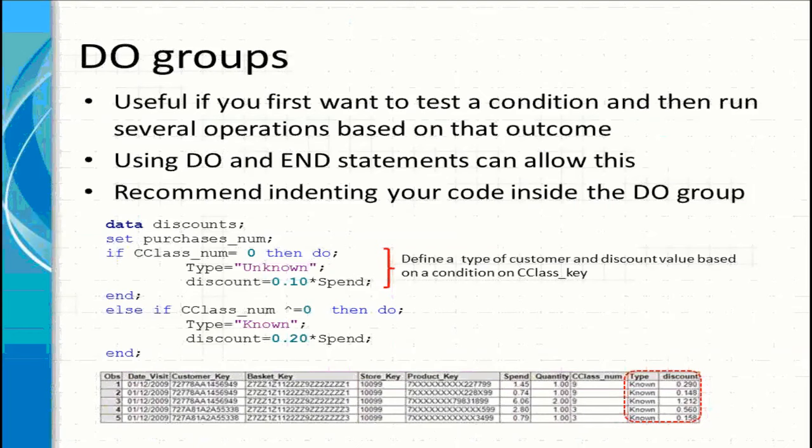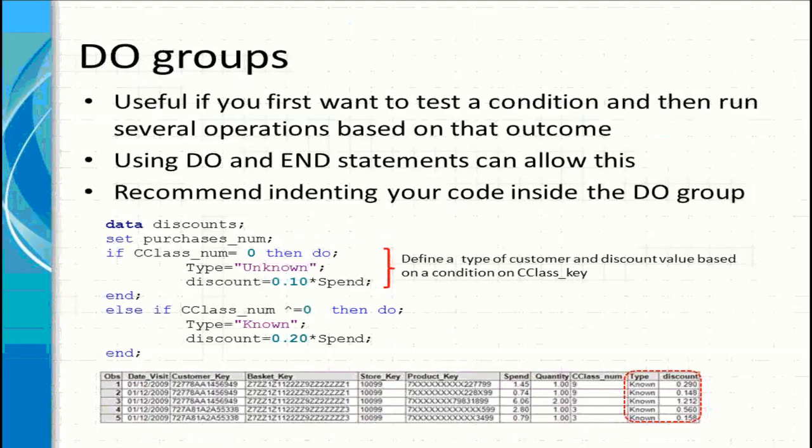These are very useful if you want to first test a condition and then run several operations based on the outcome of that test. Using the do and the end statements, which you've previously encountered, allows you to do this. I also recommend you indent your code inside the do group.